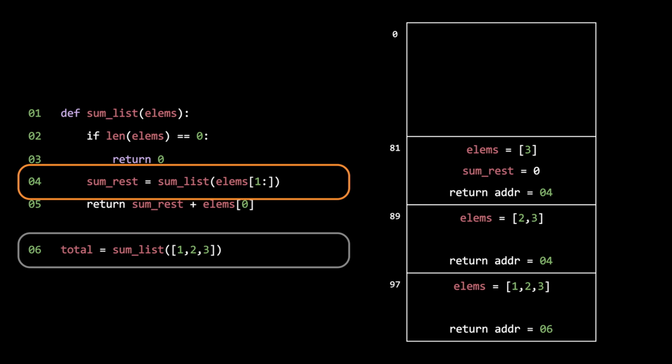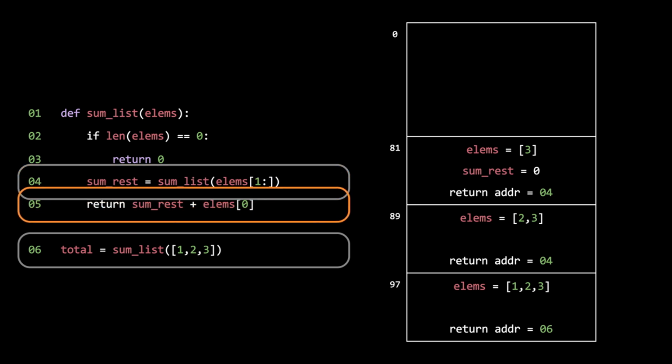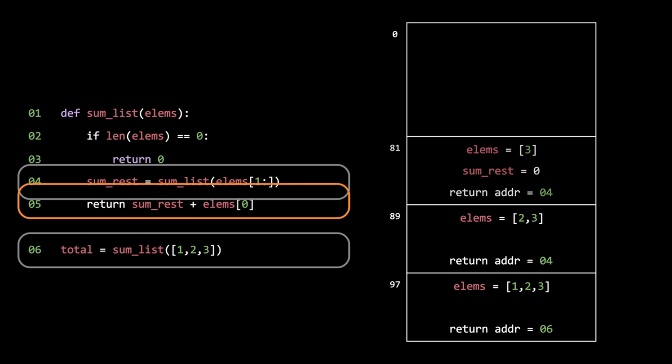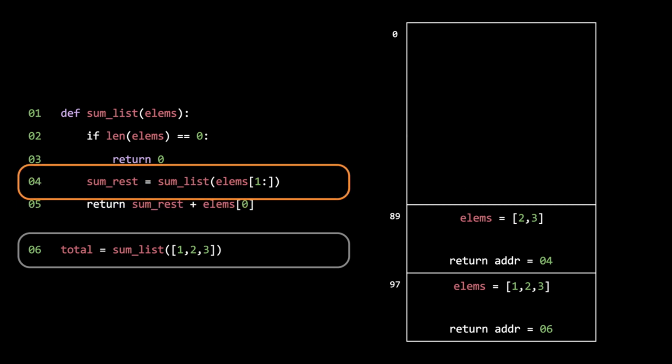So now all we need to do is add the current element, the first element of the list, to that sum. So the sum of the rest of the list is 0. All we need to do is add the 3 to it, basically, because the first element of LMs here is 3. Okay, and then we return that sum.